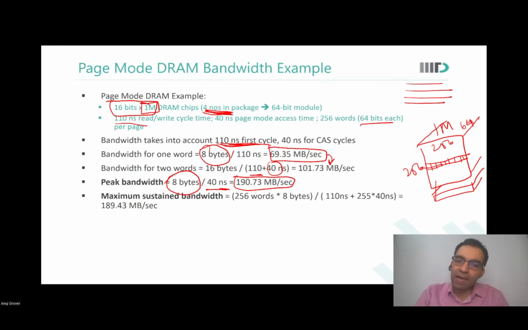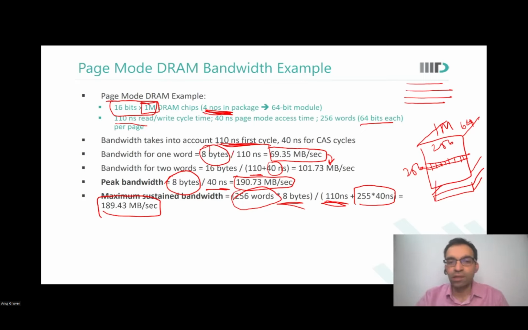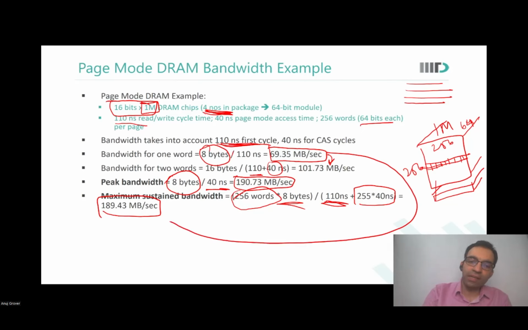So if I talk of maximum sustained bandwidth, then there are 256 words of 8 bytes each. Total time taken is 110 nanoseconds for the first read and 40 nanoseconds for the remaining 255 reads. And sustained bandwidth is 189.43 megabytes per second. You see the transition from 69 to 189. That is the benefit of burst mode or fast page mode. Any questions?